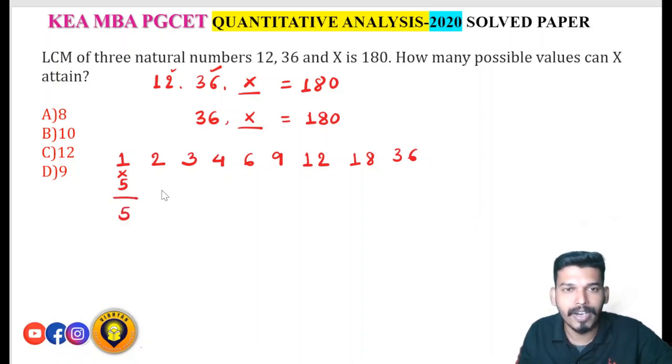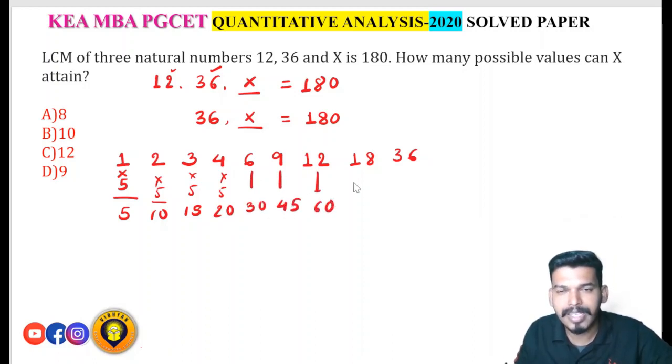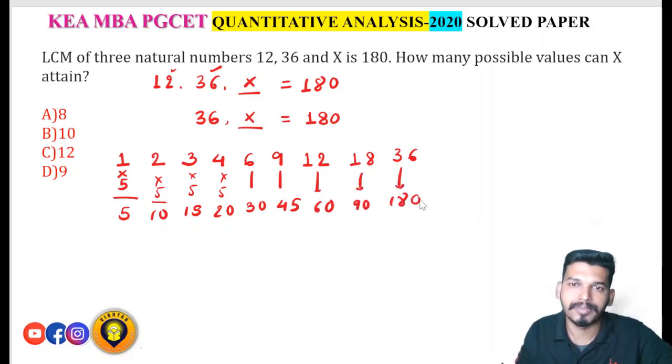So in this case 5, in this case 10, 3 into 5 is 15, 4 into 5 is 20, 6 5s are 30, 9 5s are 45, 12 5s are 60, 18 5s are 90, 36 5s are 180. So these are the possible values of x. So how many numbers are there? 1, 2, 3, 4, 5, 6, 7, 8, 9.